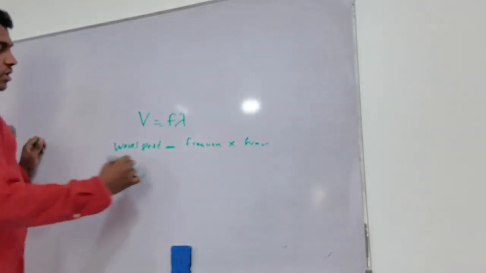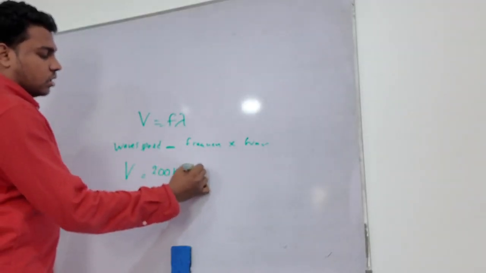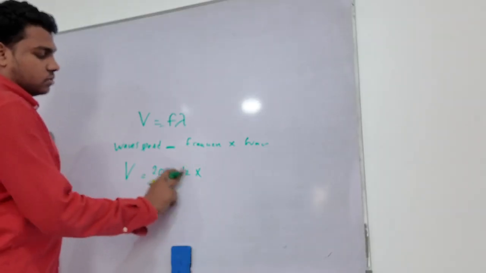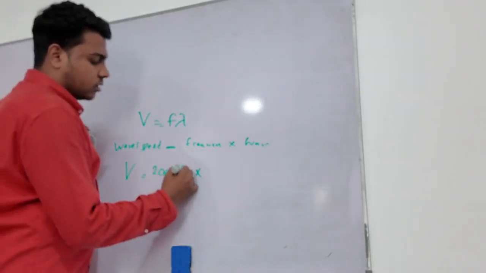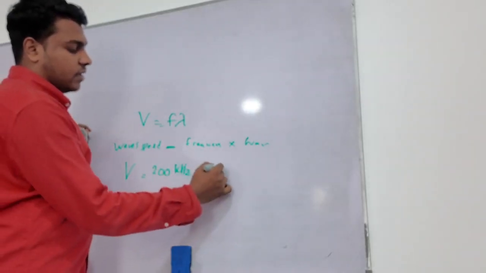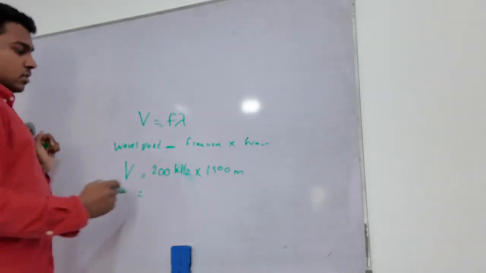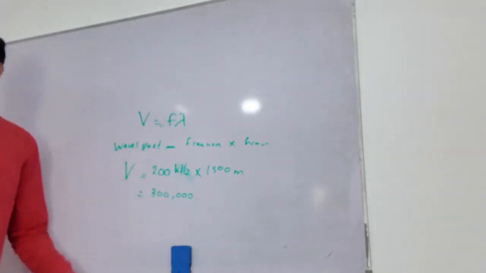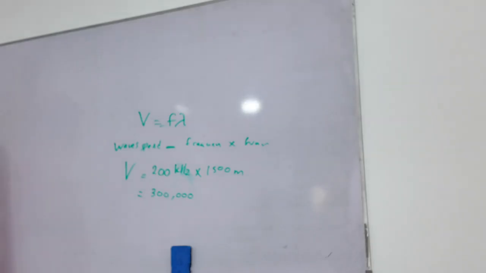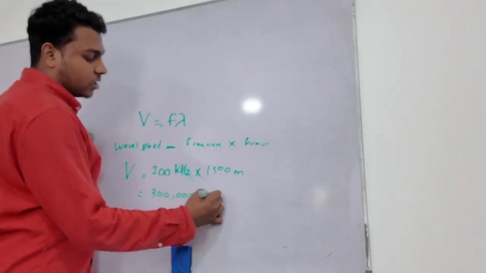What is frequency? 200 kilohertz. Did you convert this to hertz? No. Alright, let's take kilohertz. What is the wavelength? 1500 meters. So what is the answer you are getting? You are getting a big answer, no? 300,000. 300,000 what? Meters per second? What's the unit you used? You didn't write a unit. I think 300,000 kilometers per second.